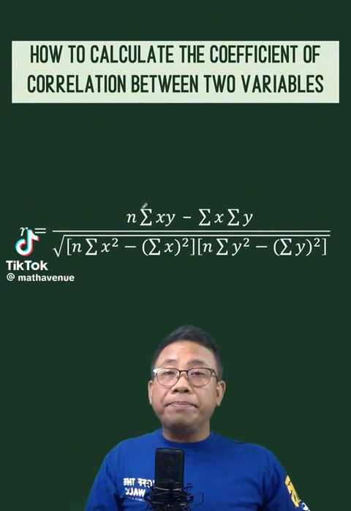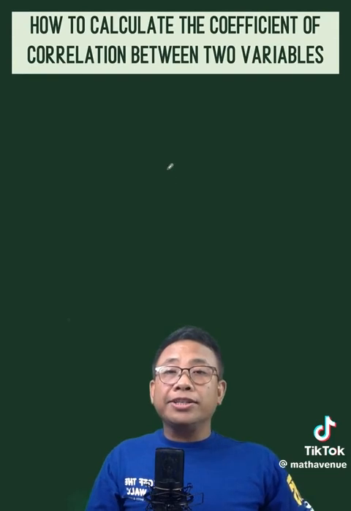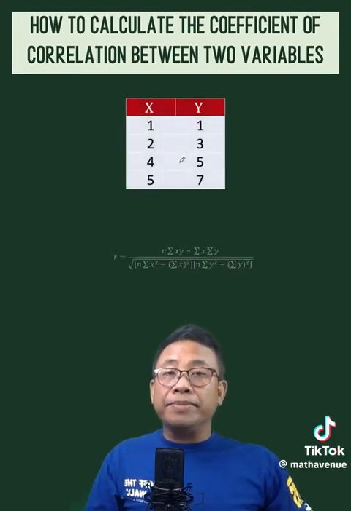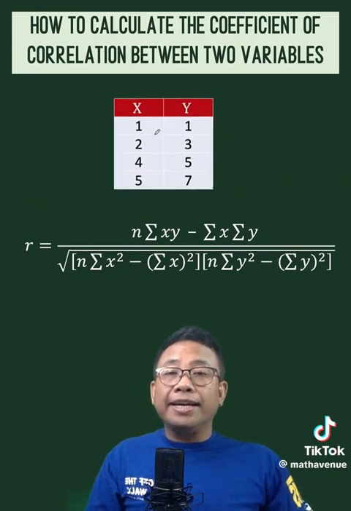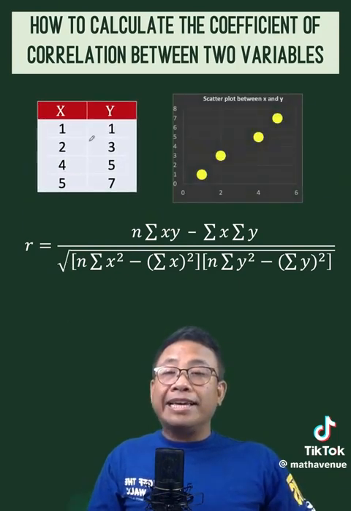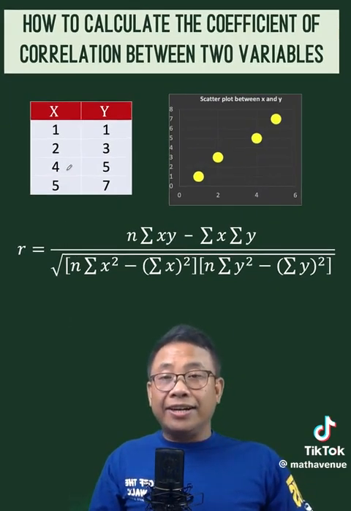This formula is the Pearson product-moment correlation. This is used in order to measure the degree of linear relationship between variables. For example, if you have variables x and y, and we would like to know how strong is their linear relationship, we can only use this formula if we can verify that there is indeed a linear relationship.